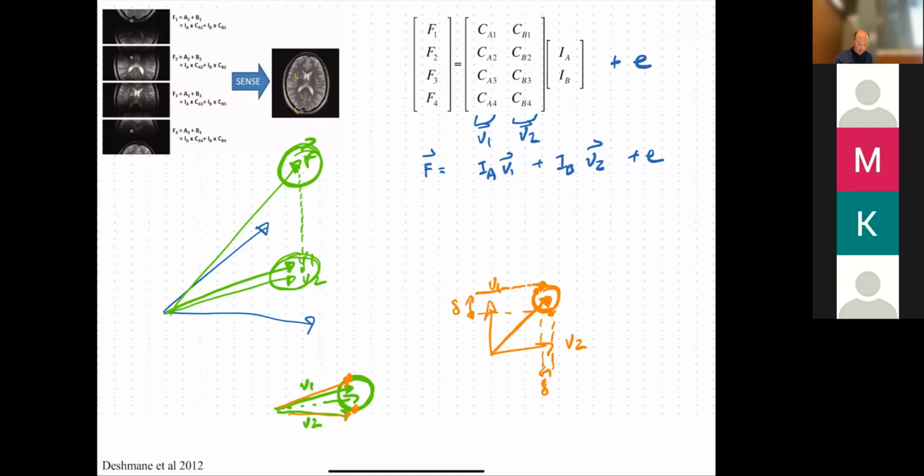Whereas if I make V1 and V2 very similar, and I have some uncertainty and I project onto that, then I'm going to flip between V1 and V2, okay? So that's what you're seeing. That's why the coil design is always trying to make these vectors as orthogonal as possible, or as different as possible. The more similar those are, as you'll see in your homework, that's what causes the noise amplification, all right?